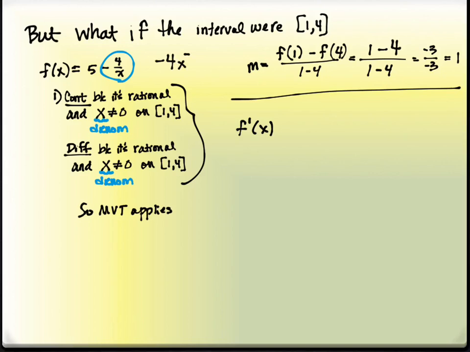If you would like, you can probably very quickly rewrite this. This is negative 4x to the negative 1. What's the derivative of the negative 4x to the negative 1 piece? 4x to the negative 2nd, or you can write it as 4 over x squared. And we want this to be equal to 1. How am I going to solve that? Okay, we can multiply by x squared. So this would be 4 is equal to x squared.